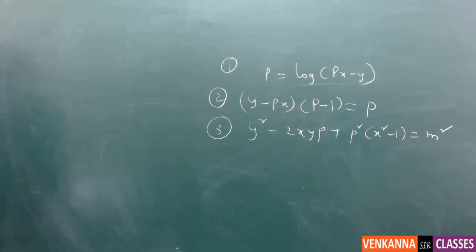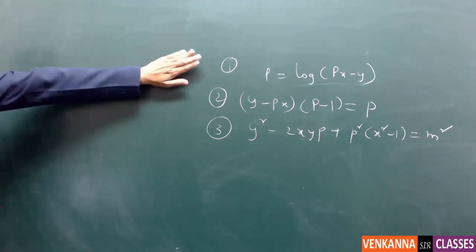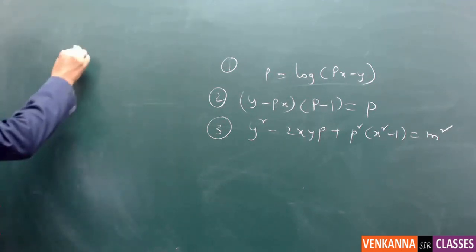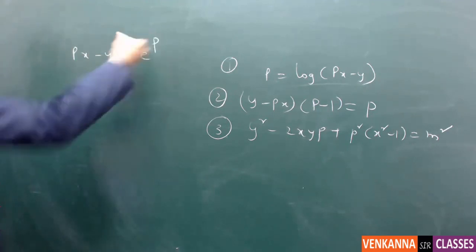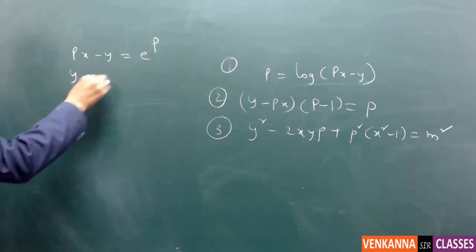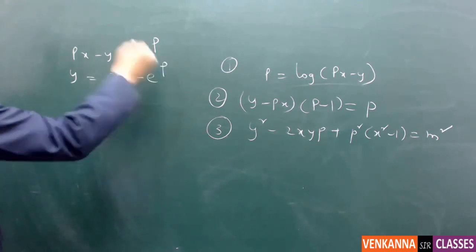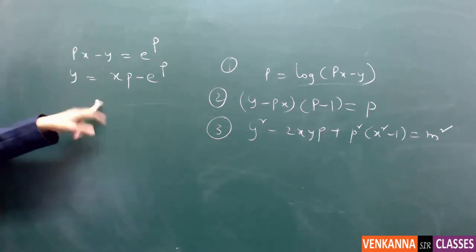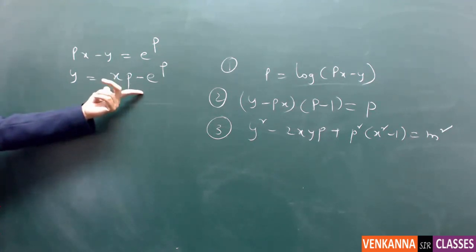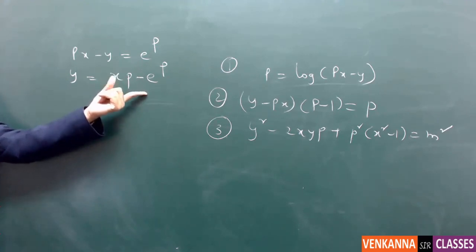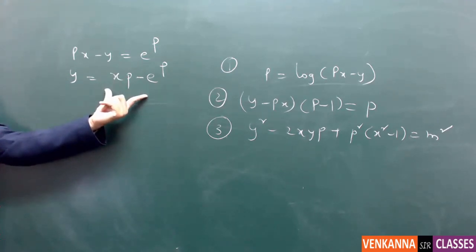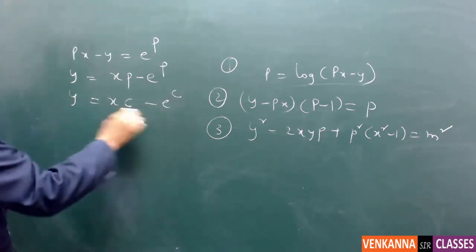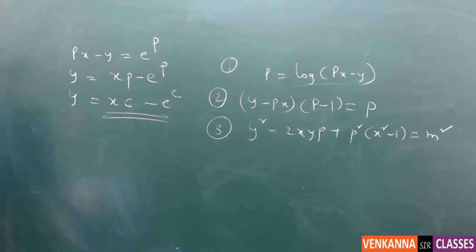Right. Now, if you take the first one, taking exponential on both sides, you have x minus y is equal to e power p, nothing but y is equal to xp minus e power p. So it typically satisfies the Clairaut's form. So here we mention that the given equation is of the form y is equal to xp plus f of p. It is Clairaut's equation. So the general solution is nothing but y is equal to xc minus e power c. That's all.